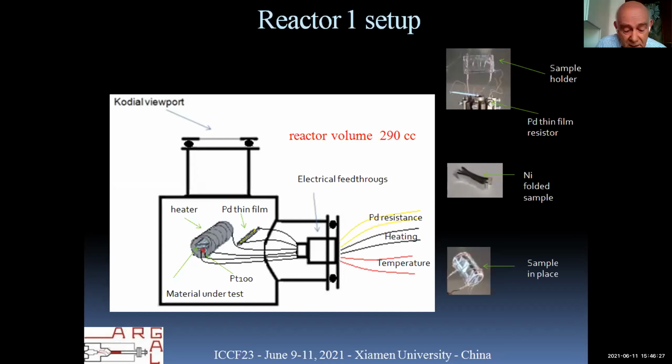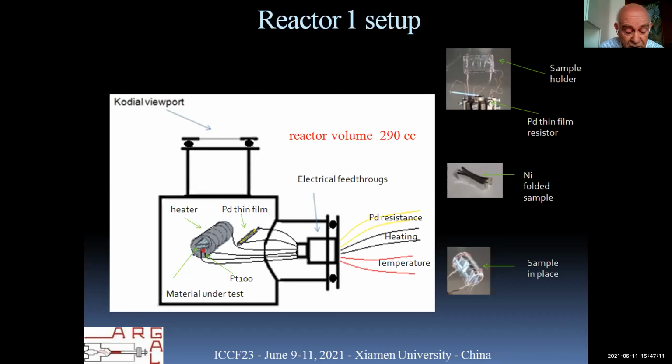Reactor 1 setup. Reactor 1 consists of a steel chamber with a volume of 290 cubic centimeters, inside which is a glass tube wrapped with a resistor that serves as heater. The material to be tested can be housed in the tube. A PT100 in contact with the material allows the control of its temperature. We also have a thin film resistance that allows us to check if we have hydrogen or deuterium inside the reactor.